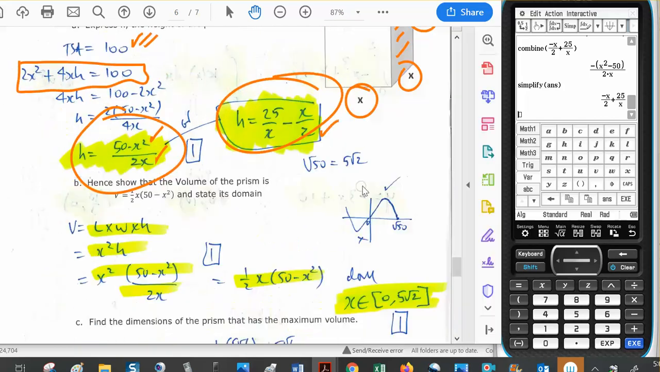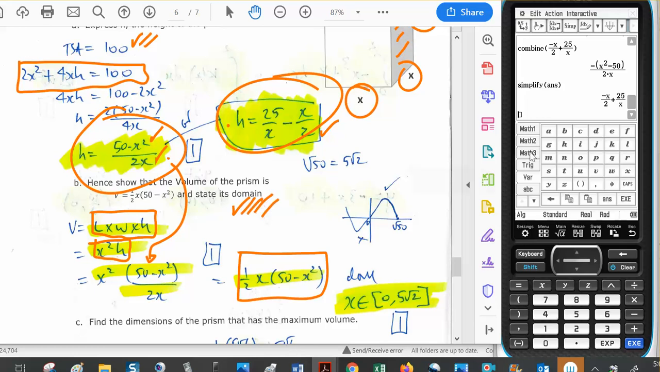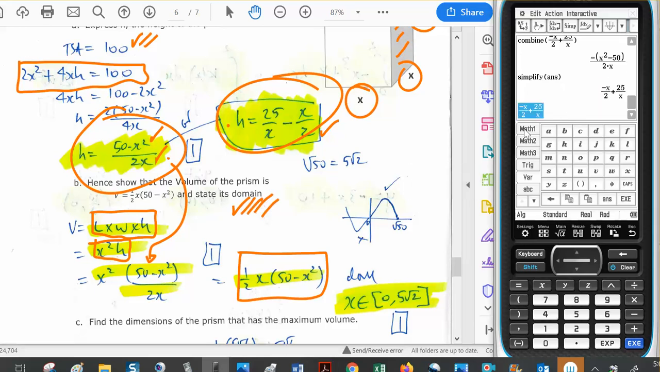So what am I going to do? I'm going to use my length times width times height, x squared h, and replace h with whichever expression you had over here, therefore you come up with that particular answer. And state the domain. So I've now got this, put a bracket around it, times x squared.